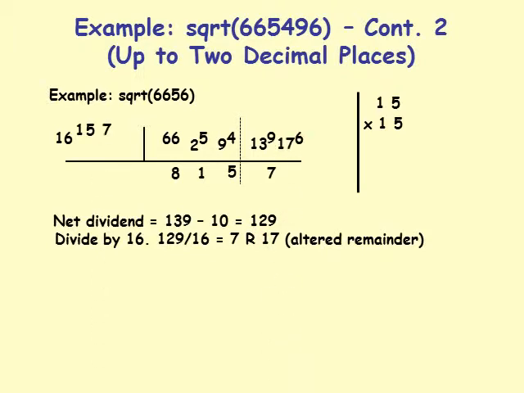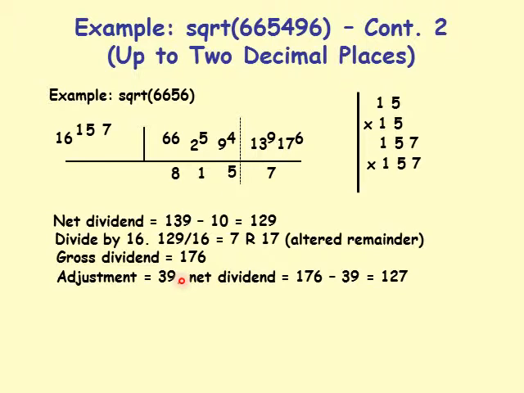So we are at 7, 7, and 17. The adjustment for the next step is from 157. Gross dividend is 176. The adjustment is 39: the duplex of 157 is 7 times 1 plus 1 times 7, which is 14, and then 5 times 5 is 25, and 14 plus 25 is 39. Net dividend is 176 minus 39, which is 127.